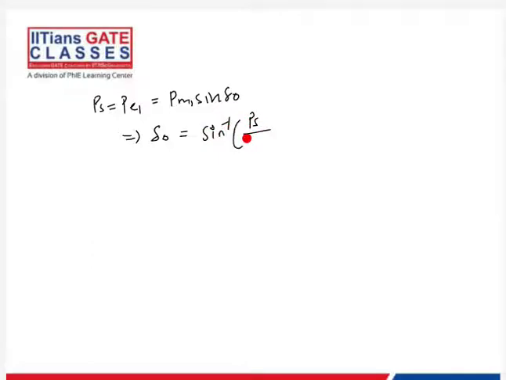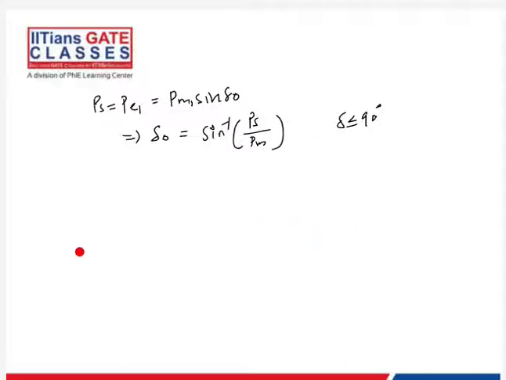So now let's look at what will be delta 0 and delta max. So what is the condition for delta 0? It is PS is equal to PE1, which is EM1 sin delta 0, right? So delta 0 is equal to sine inverse of PS by EM1. PS will always be less than or equal to PM, right? So delta would be less than or equal to 90 degrees, right?